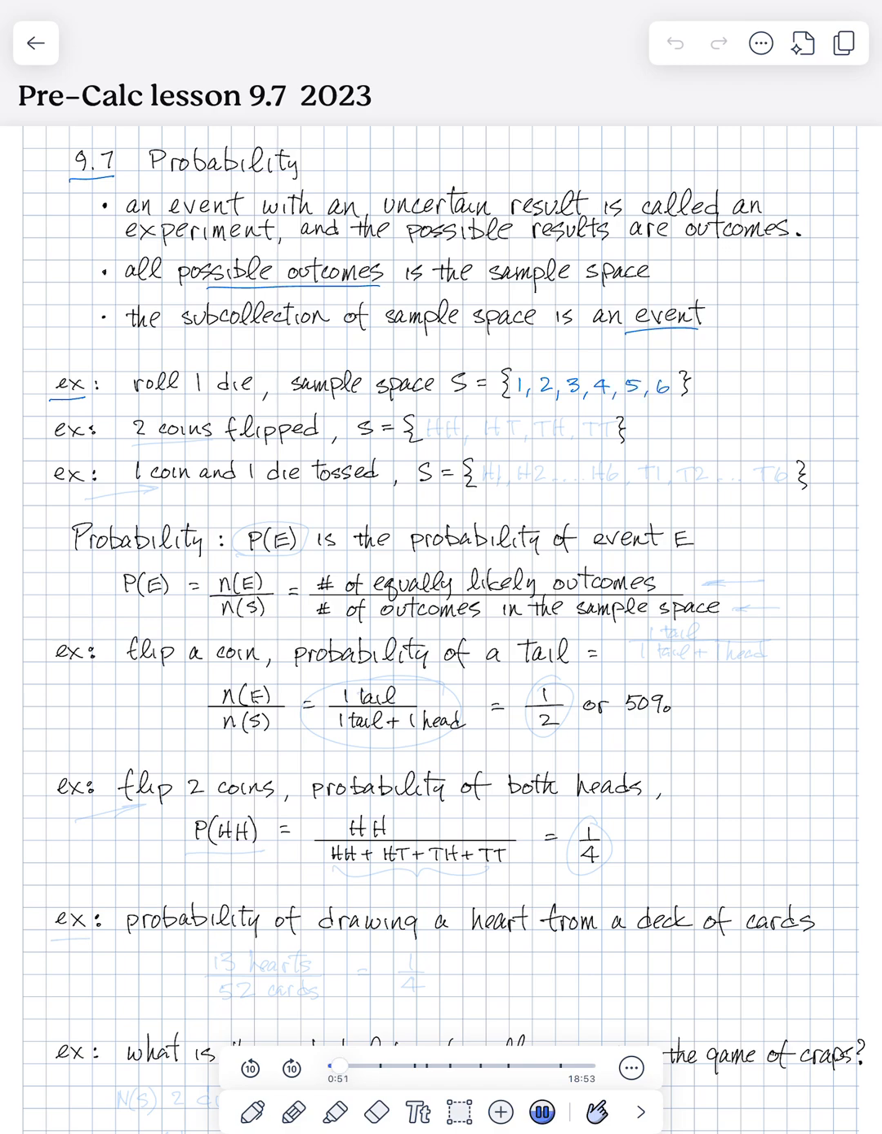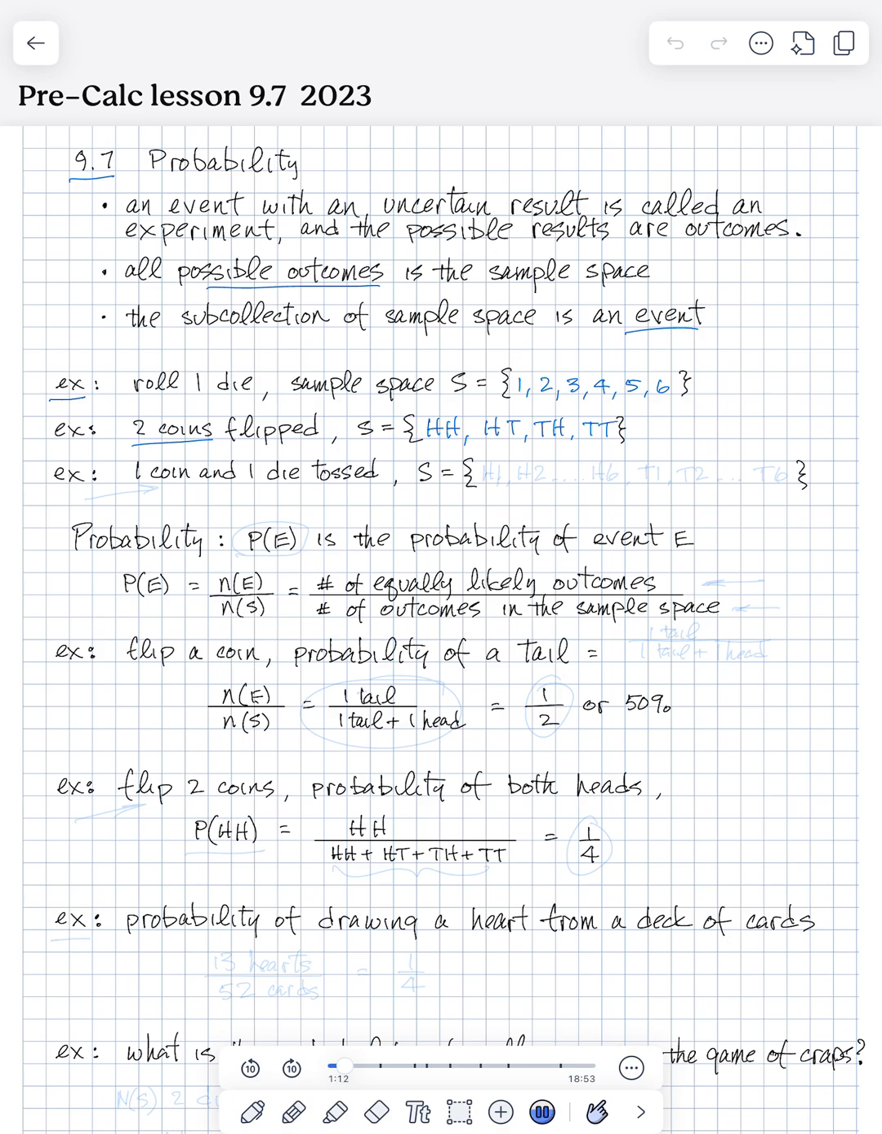What about when two coins are flipped? What's your sample space? Well, they could both be heads, or it could be a head and a tail, or it could be a tail and a head, or it could be a tail and a tail.